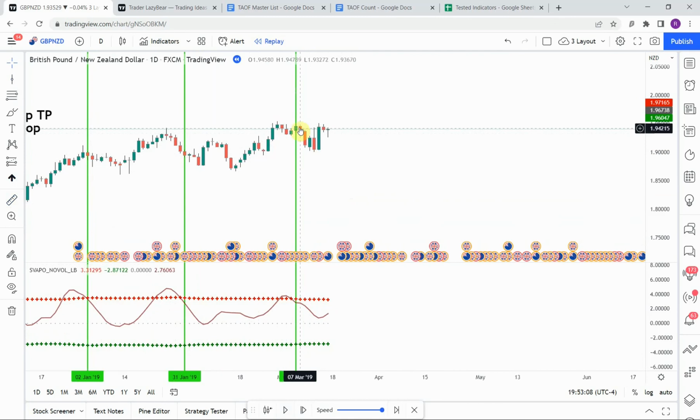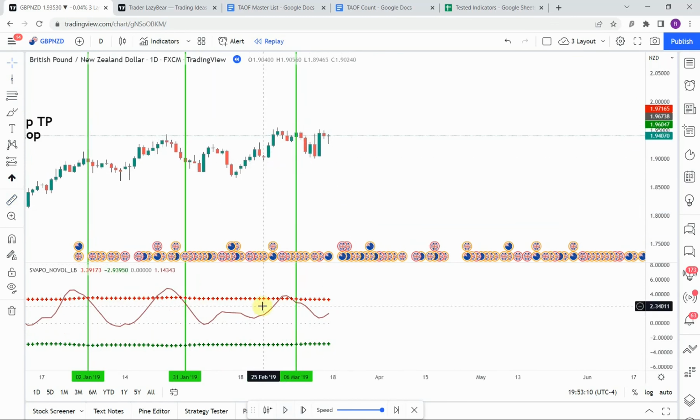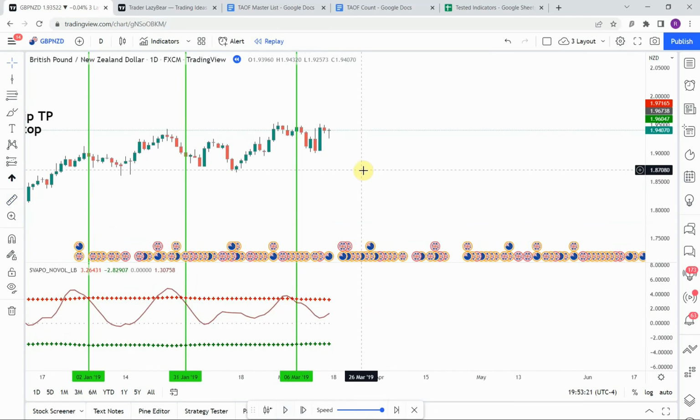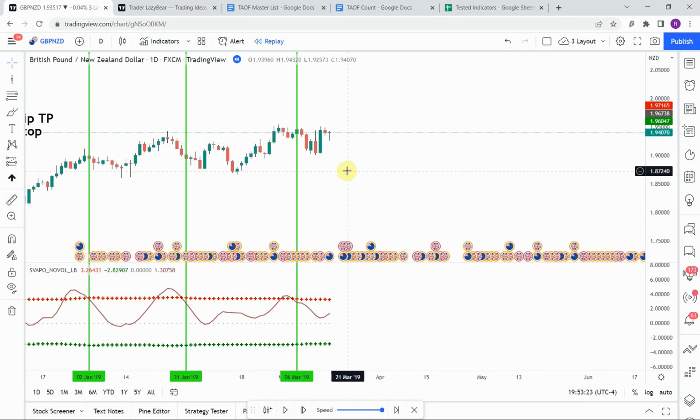All right, so we get another short once again. We get that cross to the upside right here. We enter right here on this candle right as it rolls over and pushes down really heavily. That one also comes down and gets us to take profit. So far we're doing really good.